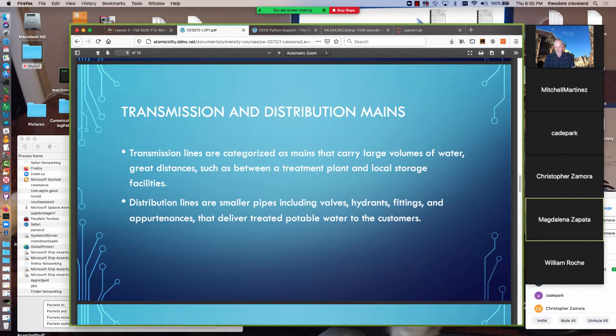The distribution lines are the smaller pipes, including the valves, hydrants, fittings, and various other appurtenances that deliver the treated potable water to the customers. So one way to picture it is transmission brings raw water to a treatment plant and possibly from that treatment plant to a large local storage facility. And then distribution takes from that storage facility the treated water and delivers it to the end users.